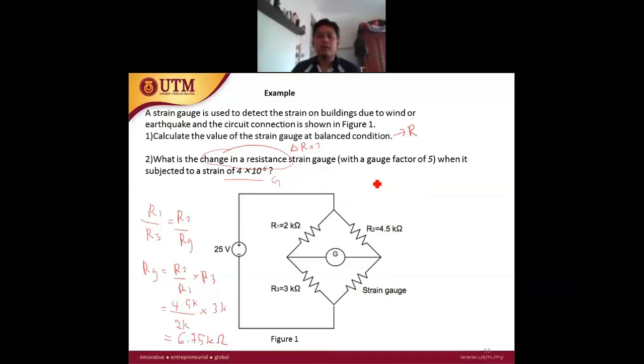So we know that the gauge factor is equivalent to delta R over R divided by the strain, epsilon. The strain is actually delta L over L, but in this case it doesn't mention the change of length. So we can work out the value of delta R. So delta R over R is equivalent to GF multiplied with the strain.